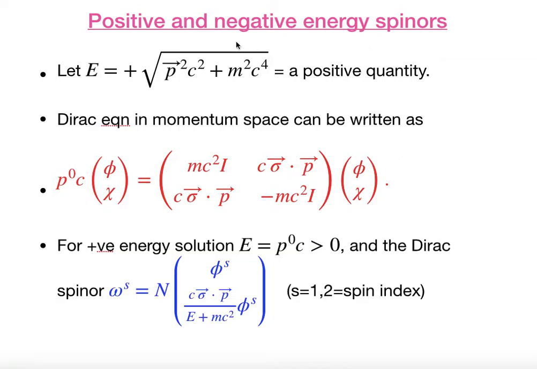So here, for these positive and negative energy spinors, you have some particular notation that you will see in many books. For positive energy, I assume that this E is always a positive quantity, defined like this. And in the Dirac equation, if you write the Dirac equation in momentum space, this P0C is the energy. So for the positive energy solution, E equals P0C is greater than 0. And we can write this Dirac equation solution like this, where N is the normalization constant. And this S I put because of the two spin possibilities that I have, phi 1 and phi 2 that we wrote before, or phi up and phi down.